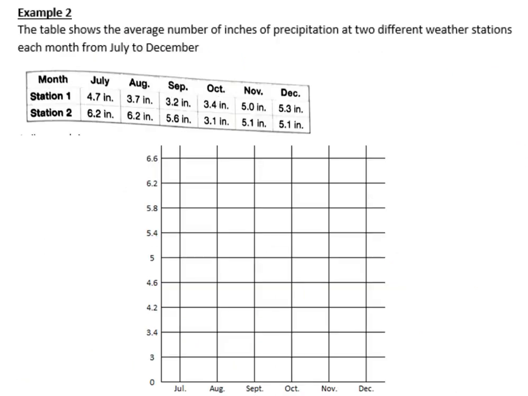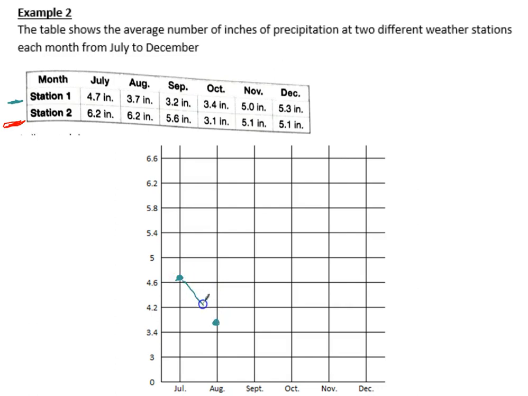Okay? So moving on to the next example, this is just going to be creating a double line graph. So I'm going to do station 1 in green, and I am going to do station 2 in red. You can use a solid and a dashed line, however you want to set it up. Okay, so in July, we're going to be at 4.7, which is a little bit up here. We're going to be at 4.7. In August, we're going to be at 3.7.